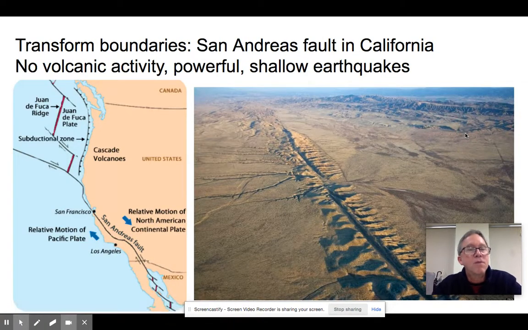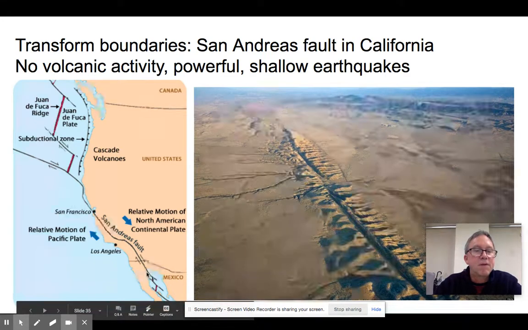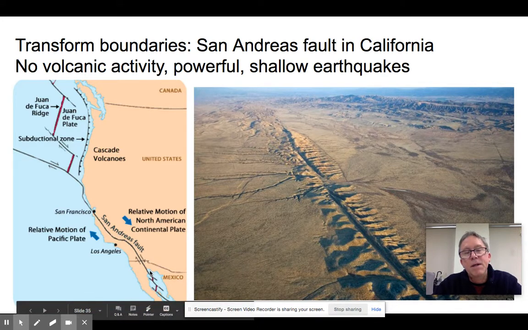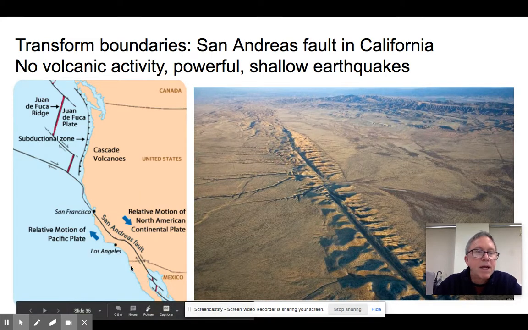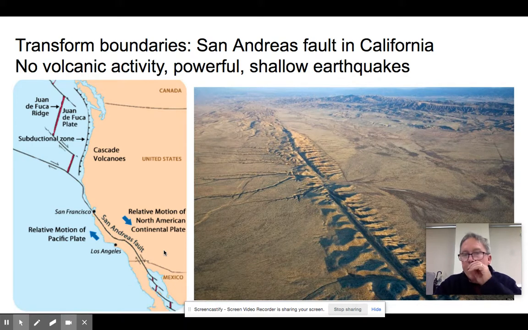Then there are transform boundaries, and really the most famous one of these is the San Andreas Fault of California. It extends basically from the Gulf of California, or the Sea of Cortez, whichever you want to call it, up to San Francisco, or just north of San Francisco. And here's the surface expression of it. Basically, this side of California is not part of the North American plate. It's part of the Pacific plate, and it's moving northward relative to the North American plate.